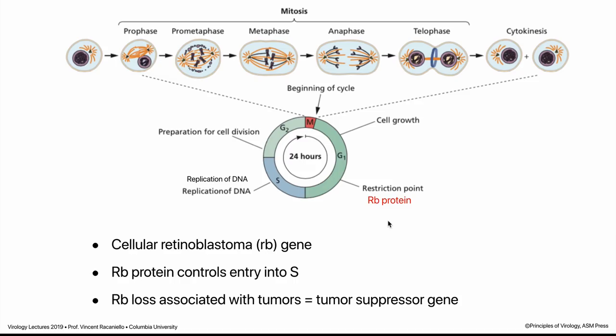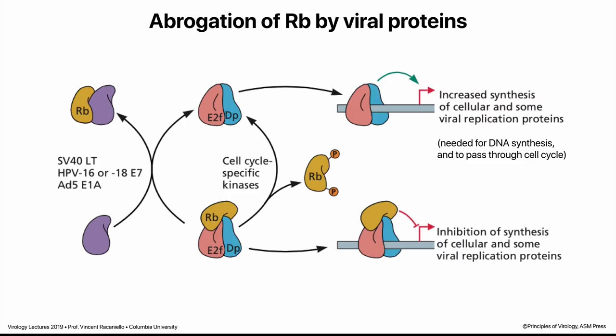And so RB is called the tumor suppressor gene because its presence keeps cells from dividing. So we say RB controls entry into S, very important protein. So what about the viruses? What do they do with this protein?